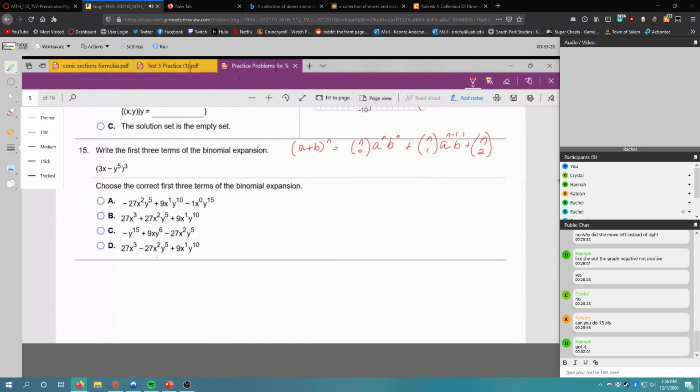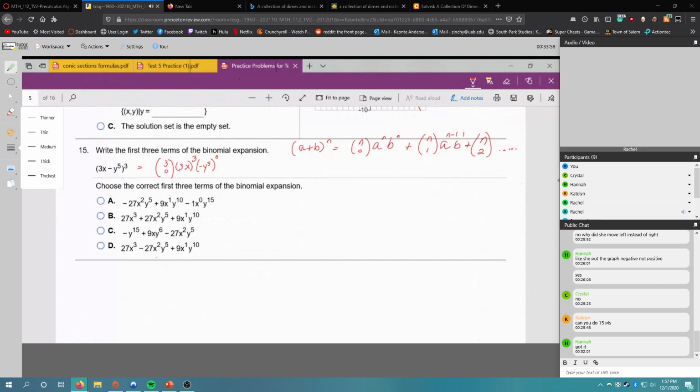So the n is 3. I won't keep going, but you see the n is 3. So for this one, you're going to have 3 choose 0, and then you're going to have 3x, which is a to the n, which is 3, and then negative y to the 5th to the 0 power. So I start with the a term, which is 3x to the n, which is 3, and the b term, which is negative y to the 5th, raised to the 0 power.